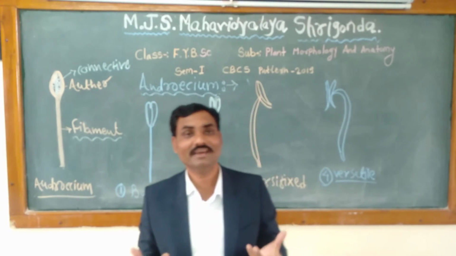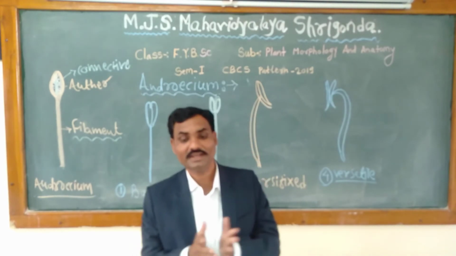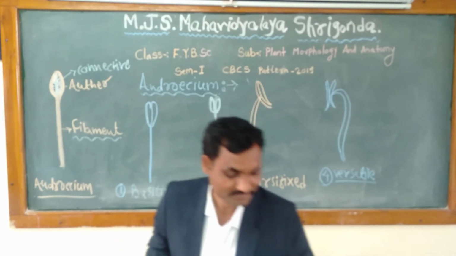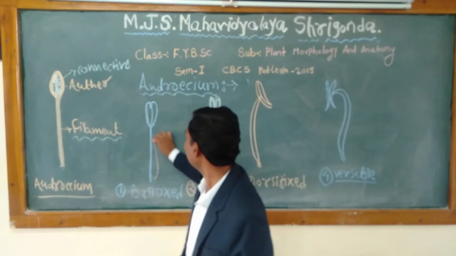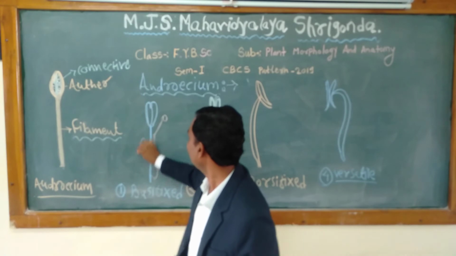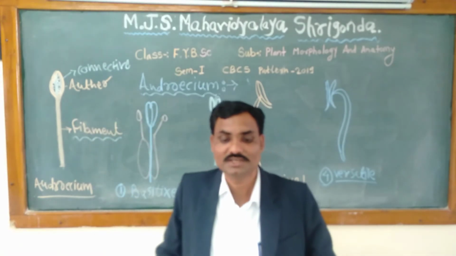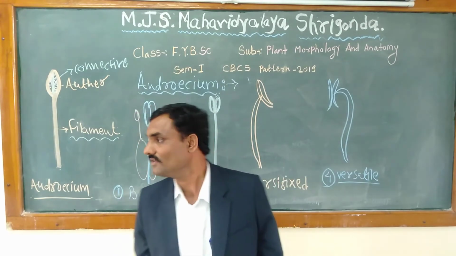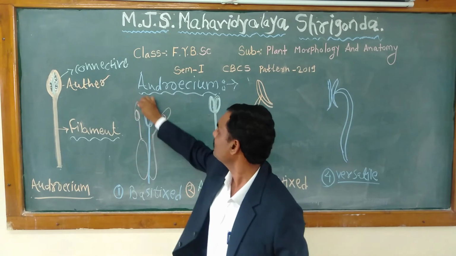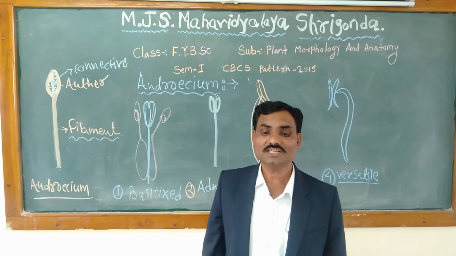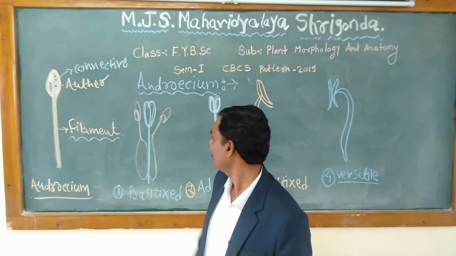Means what is Adelphy then? First is Adelphy. What is Adelphy? When stamens are united by their filaments. बघा यांचे फिलामेंट अटॅच असतात. हे फिलामेंट अटॅच, इथं फिलामेंट अटॅच. Filaments are attached, leaving anthers free. And त्यांचे anthers free असतात. And such condition is called Adelphous condition. This condition is called Adelphous.